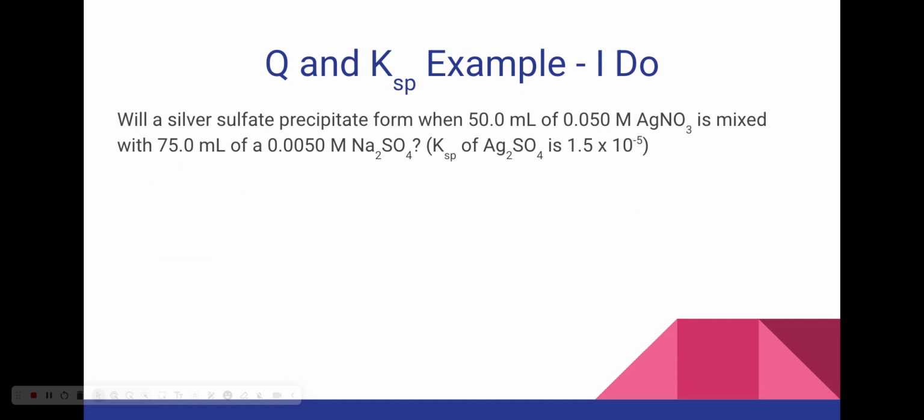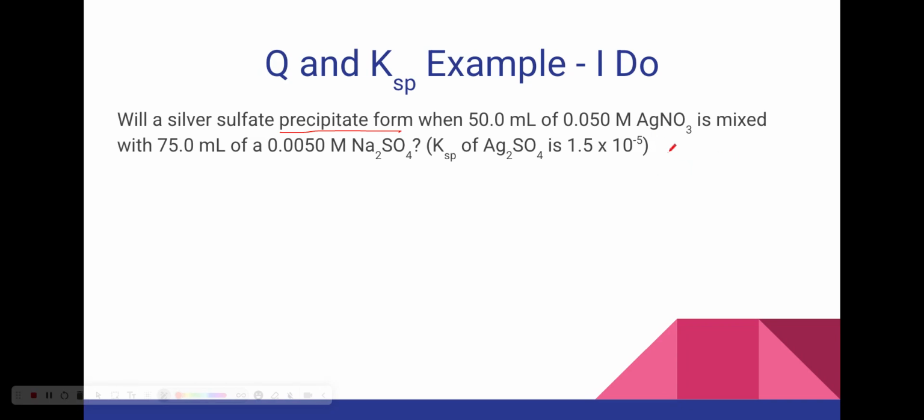So this says, will a silver sulfate precipitate form when 50 milliliters of 0.050 molar solution of silver nitrate is mixed with 75 milliliters of a 0.0050 molar solution of sodium sulfate? The KSP of our silver sulfate is 1.5 times 10 to the negative 5th. Well, we're asking here if a salt will precipitate, right? So we're trying to find out whether this silver sulfate is going to precipitate.